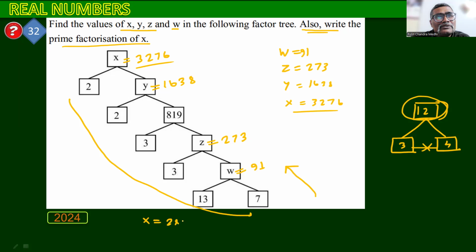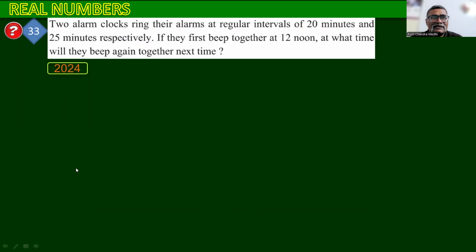It is 2 into 2 into 3 into 3 into 7 into 13, you can write 7 first. This is the prime factorization. And what is the number? It is 3276. That's it. Okay, that's an easy question. It was, I think, getting 3 marks.